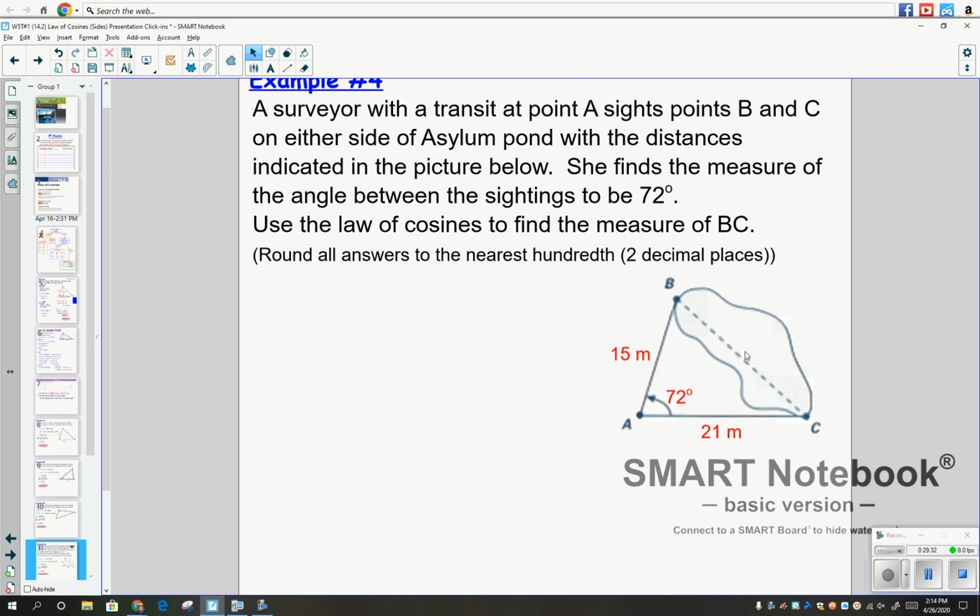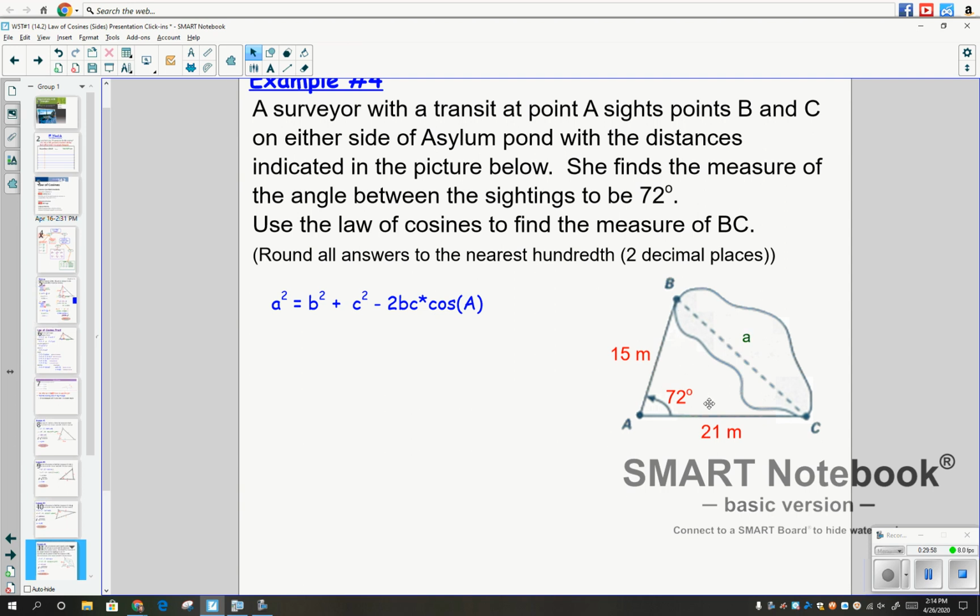So I want to find what? Side A. If I go back to my flow chart again, it's not a right triangle. I do not have an opposite pair, so I'm using law of cosines. I want to use the one with A squared by itself, because that's the side I want to find the measure of.